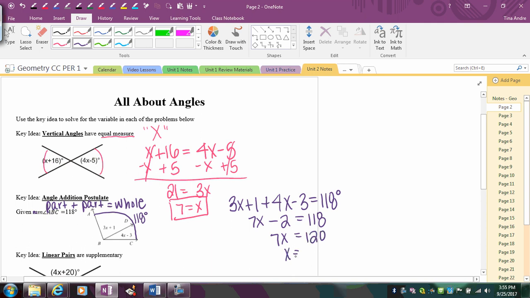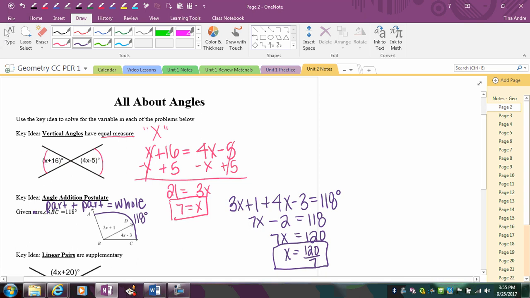Divide by 7, and this one's just going to come out to be a decimal, so I'm just going to leave it as a fraction. So 120 over 7 is how I'm going to leave it. So remember, if it were subtraction, that would just mean that you would be taking 118 minus a part, and that would be equal to the other part. You could do that, and you would get the same equation, same answer in the end. It's just a different way of setting it up.